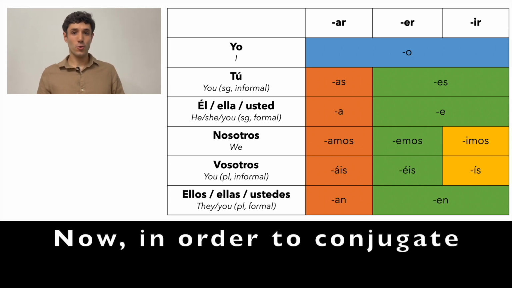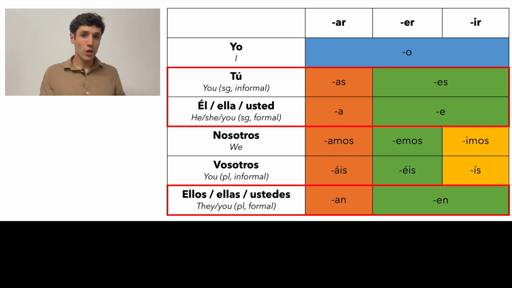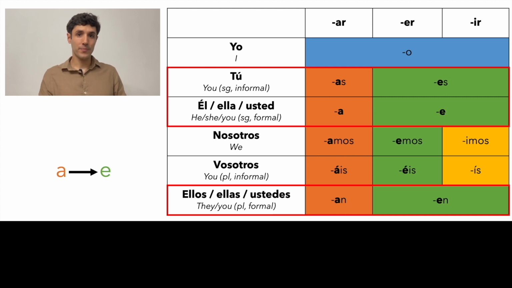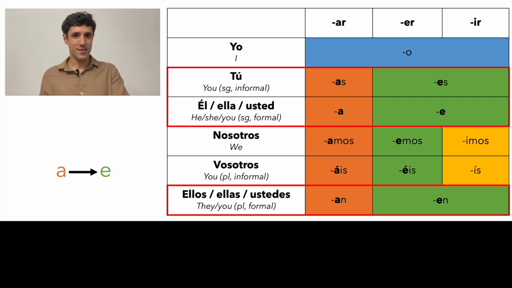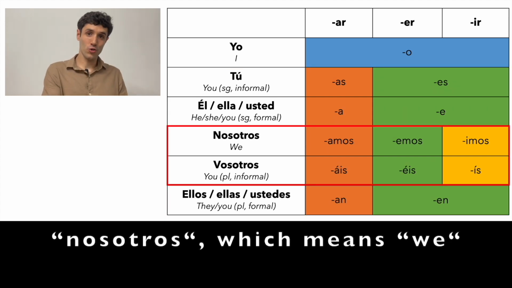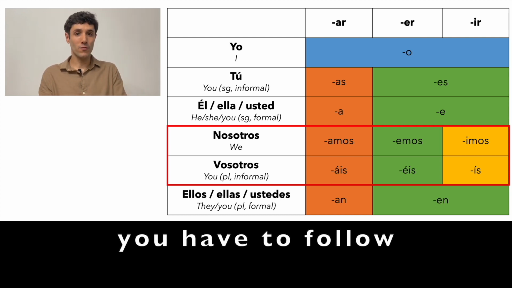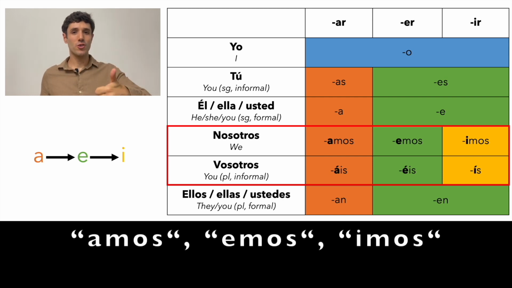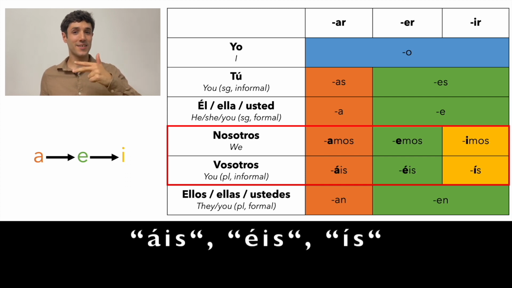Now, in order to conjugate singular you, he, she, and they, all you have to do is to change a for e. As, es, a, e, an, en. If you want to conjugate nosotros, which means we, and vosotros, plural you, you have to follow a, e, i. Amos, emos, imos, áis, éis, ís.